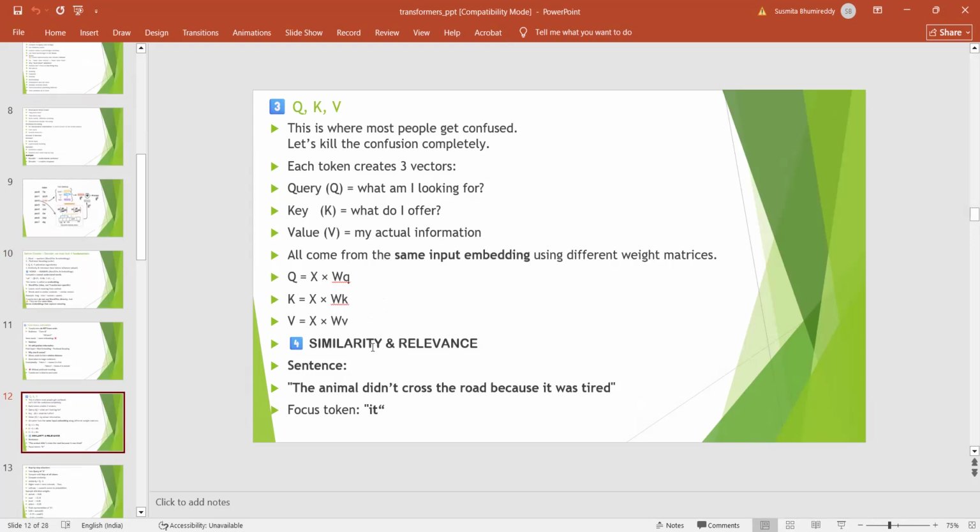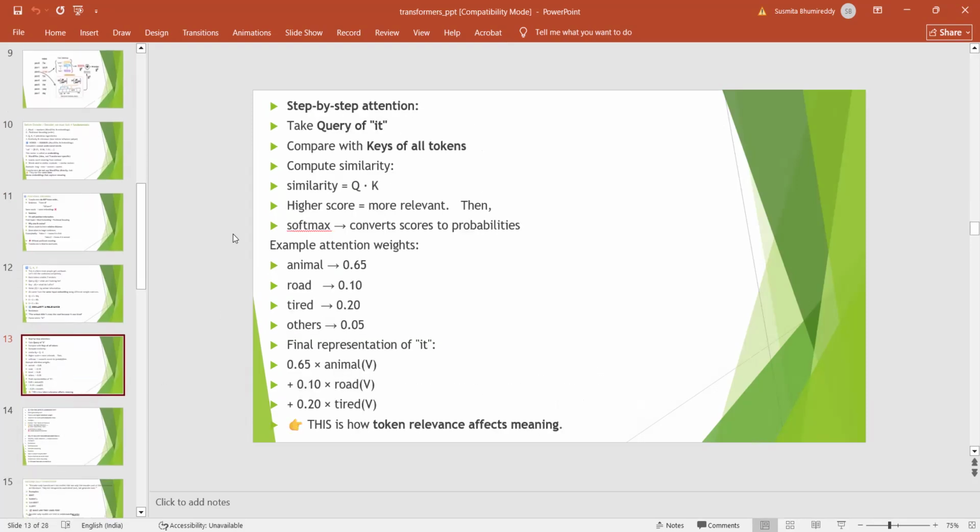We are giving the weight matrices for each token. And then we have similarity and relevance. Suppose we have a sentence like, the animal did not cross the road because it was tired. So what does it refer to? It may be the animal, or the road, or it was tired. So we'll have a step by step attention here. We need to know what it is.